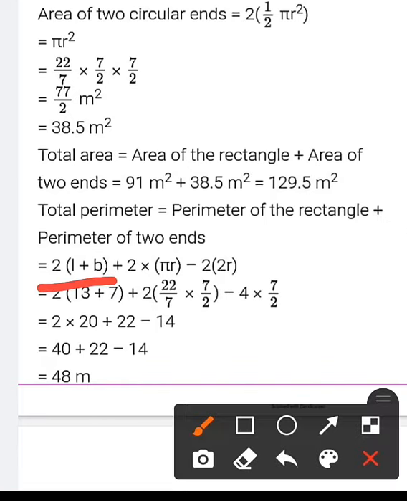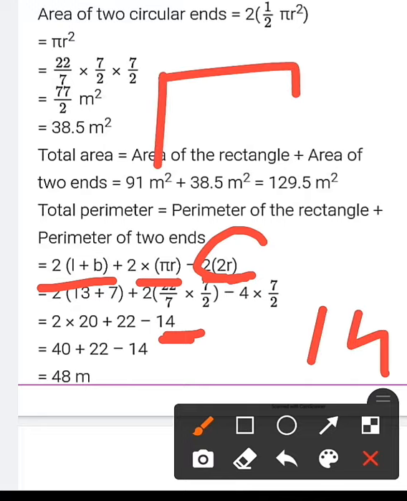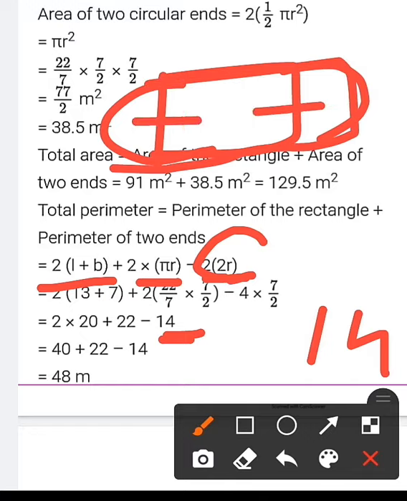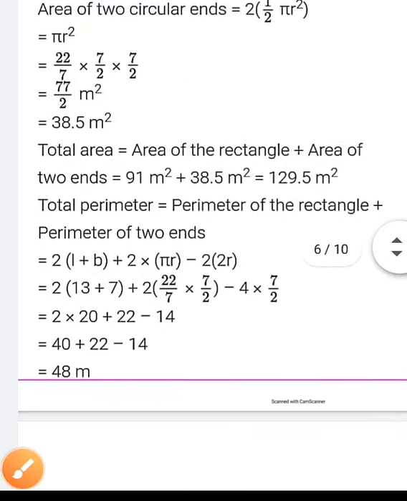Okay, plus 2 pi r plus 2 times 2r. So this we need to subtract. 2 times 2r means 14 we have to subtract, because the shape is like this. Okay, so we are talking only about the boundary. So these two parts will be removed, that is, the breadth is 7 and this is also 7, means 7 plus 7 is 14. We have to reduce it, minus it.